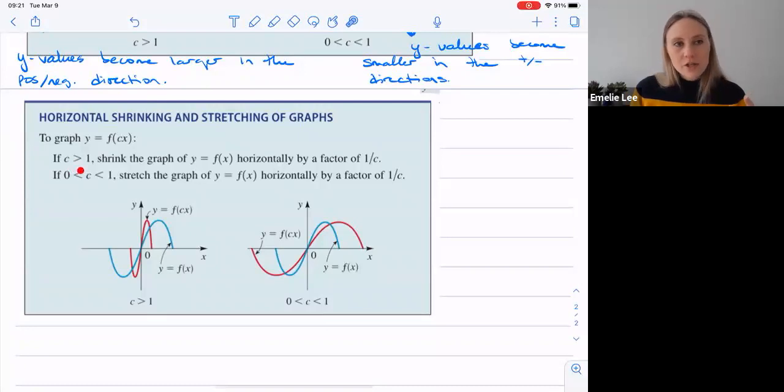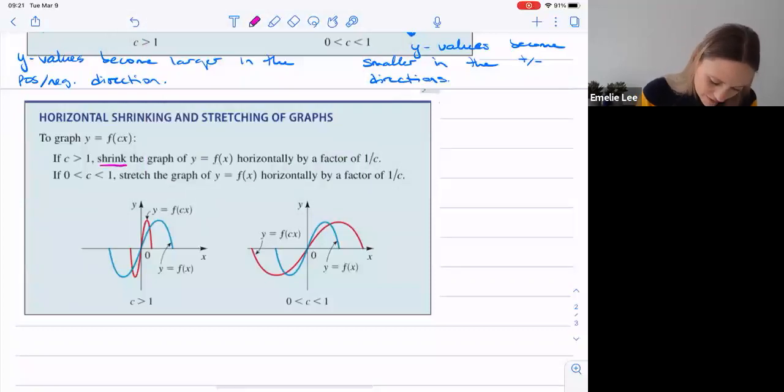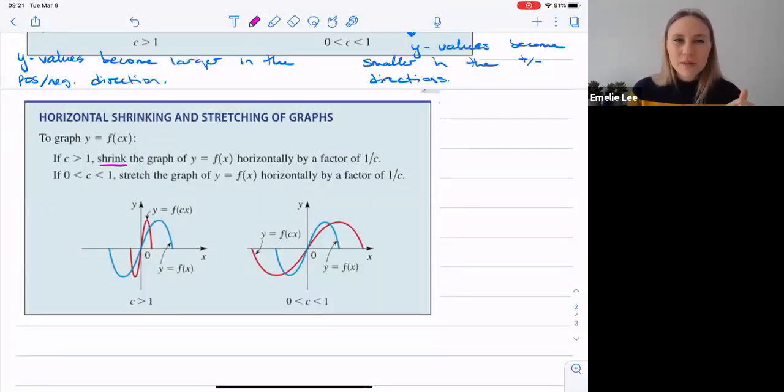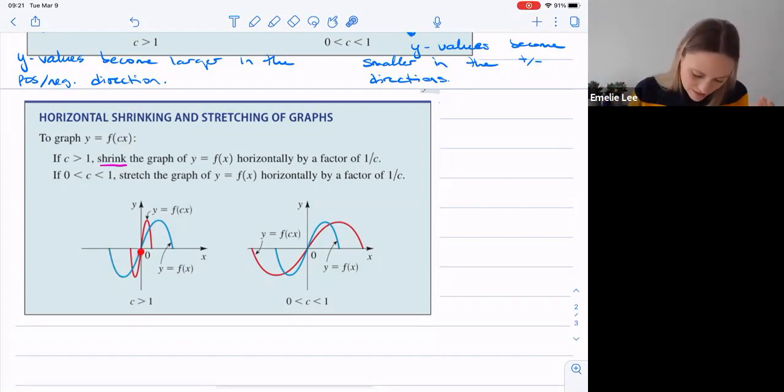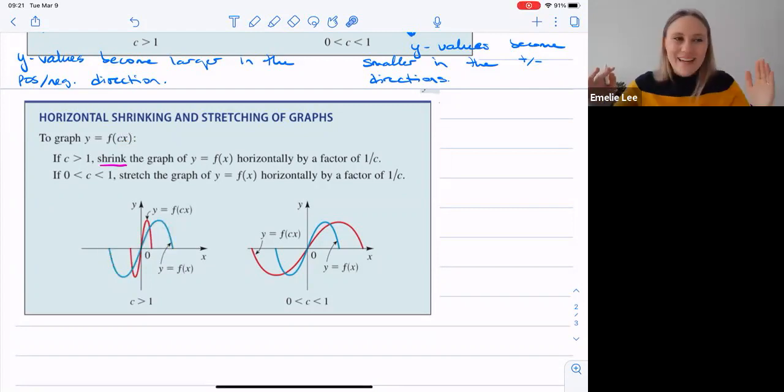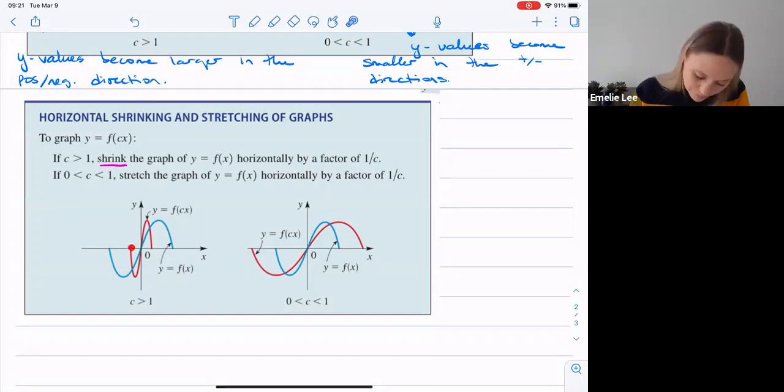So if c is larger than 1, then you shrink the graph. And for me, that's the hard part, right? So if you're multiplying by c, so if you have 3 times x, then what happens? Then you shrink your graph. Okay, so then what happens here? This is the blue line, your original function. And then if you have 3x, for example, f of 3x, then things get smushed like this. And that to me is counterintuitive, but it's what happens. So we remember that.